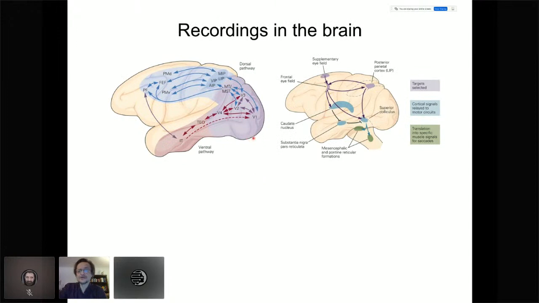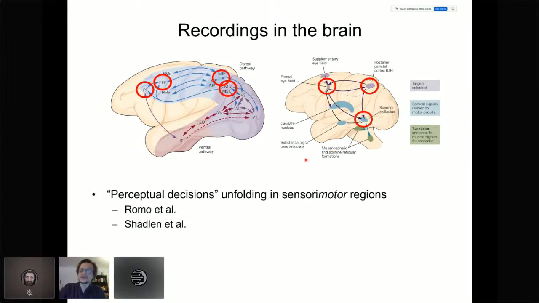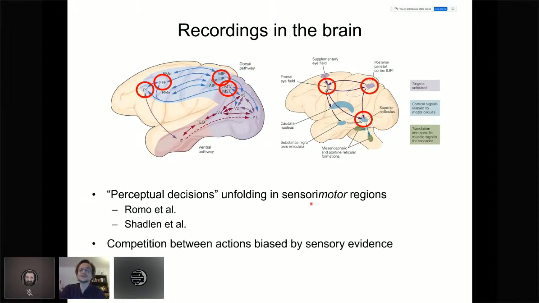Shadlen and others have recorded monkeys doing this task. And they've recorded many, many different regions of the brain. The motion sensitive area MT, sensory area LIP, prefrontal cortex, the frontal eye fields, the superior colliculus, many parts of the oculomotor system. And this is actually interesting. This is a whole other potential lecture. I've described this as a perceptual decision about which way the dots are moving. But in fact, it seems to unfold within the sensorimotor system. And essentially, the proposal that Shadlen and others have made, Romo has made these proposals as well, is that this decision actually unfolds as a competition between actions. But that competition is biased by the sensory evidence, in this case, the random dot motion.